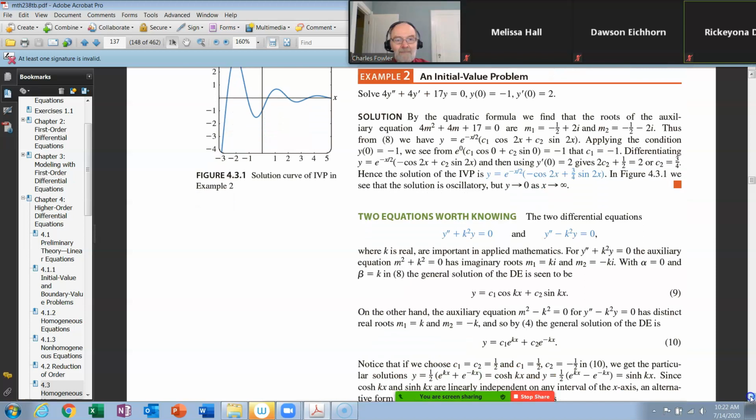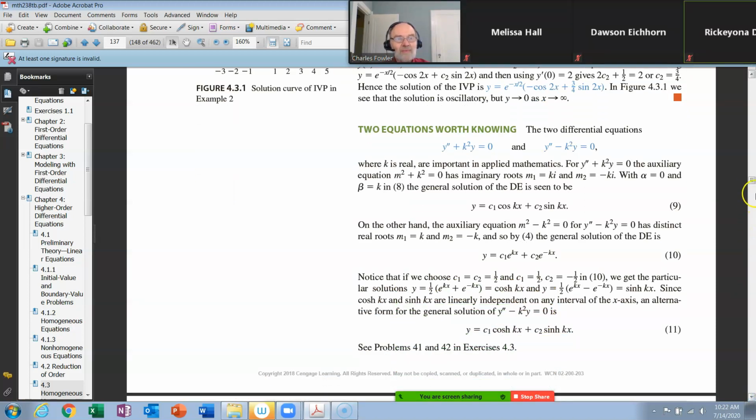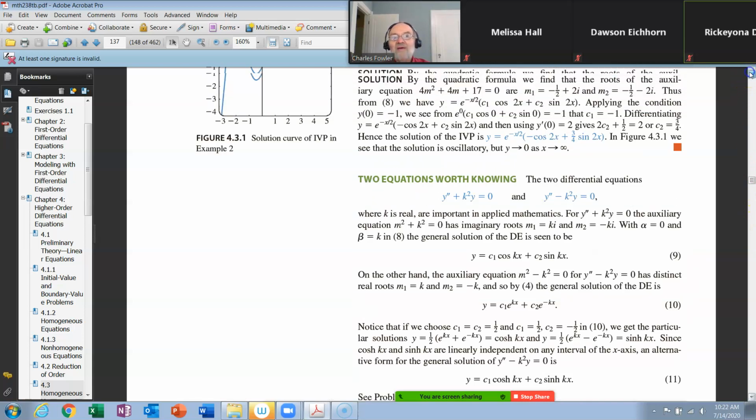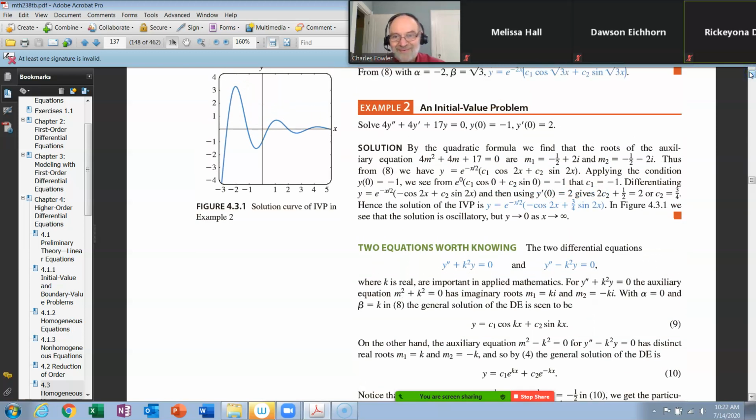I'm going to scroll on. Oh, wait. Sorry. Here happens to be the graph, which I sure didn't want to do, of the solution that we got there for that initial value problem.